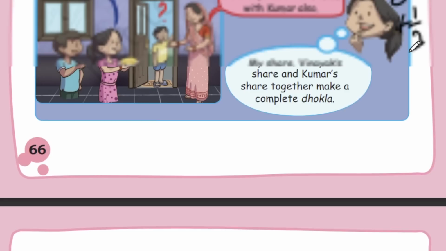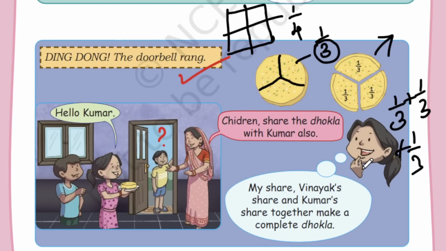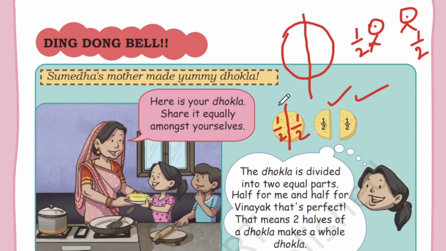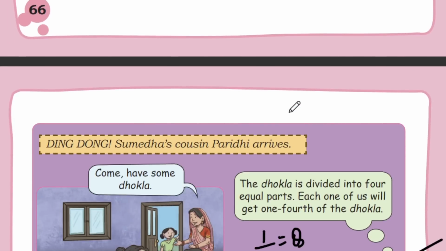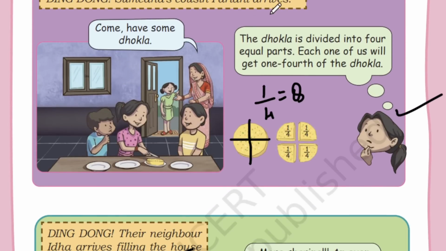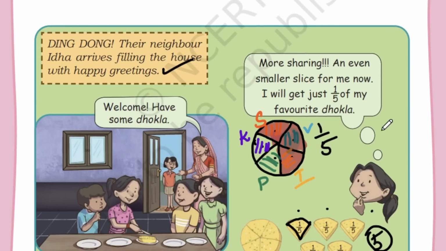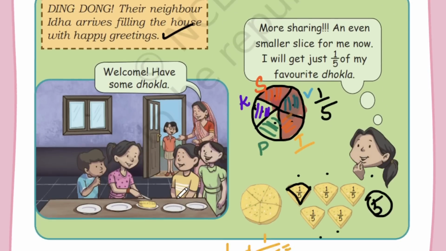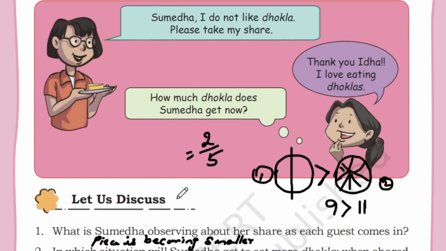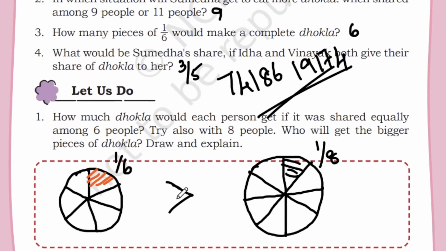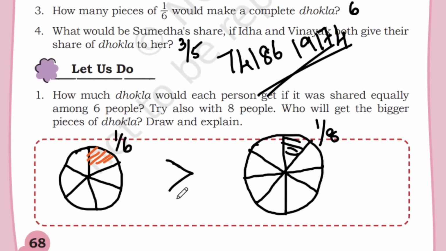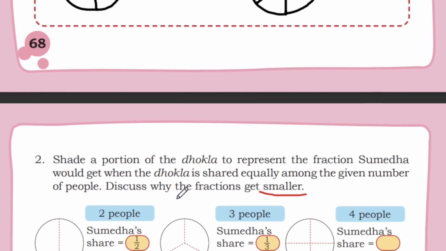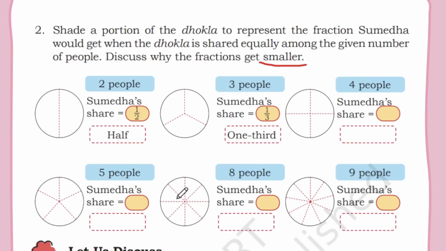For example, we already saw they had guests back to back. Initially they divided it into half, and when Kumar came they divided it into 3, and when Pradeep came it was divided into 4. Then another person came and it was divided into 5. Likewise, if more and more people join, the number of shares will be more and the size of the piece will be reduced. Alright, next we will see the answer.